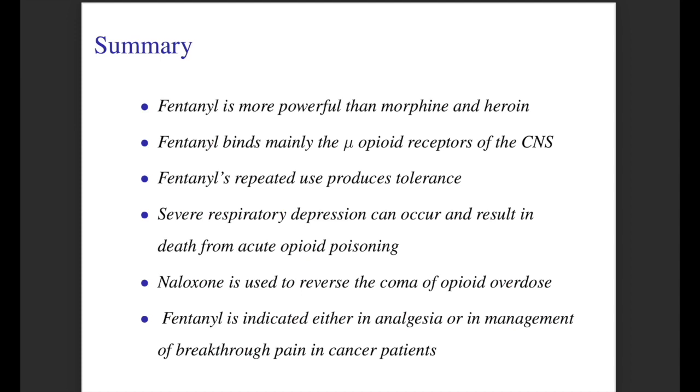Summary. Fentanyl is more powerful than morphine and heroin. Fentanyl binds mainly to mu-opioid receptors of the central nervous system. Fentanyl's repeated use produces a strong tolerance. Severe respiratory depression can occur and result in death from acute opioid poisoning. Naloxone is used to reverse the coma of opioid overdose. Lastly, fentanyl is indicated either in analgesia or in management of breakthrough pain in cancer patients.